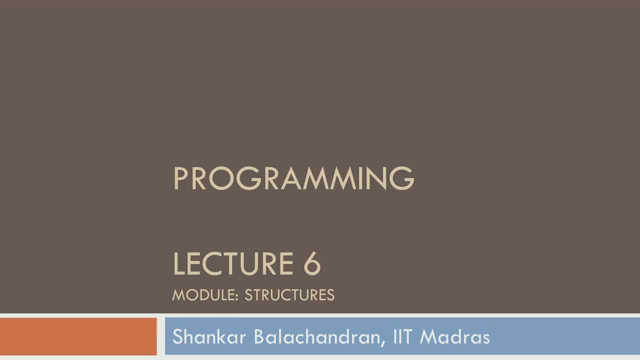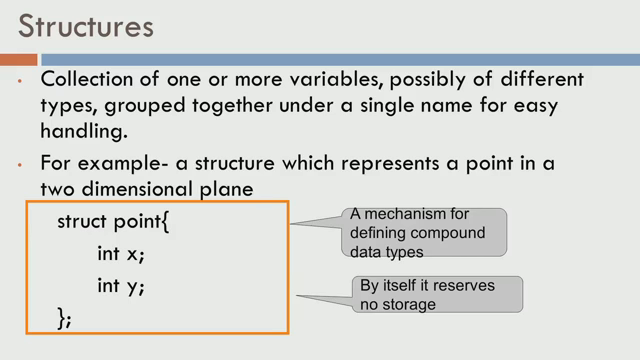So, in this lecture we are going to look at what are called structures. We looked at one kind of aggregate data type called arrays earlier, and in this class we are going to look at structures. Structures, like arrays, are a collection of one or more variables, but as opposed to arrays, structures can have different types grouped together.